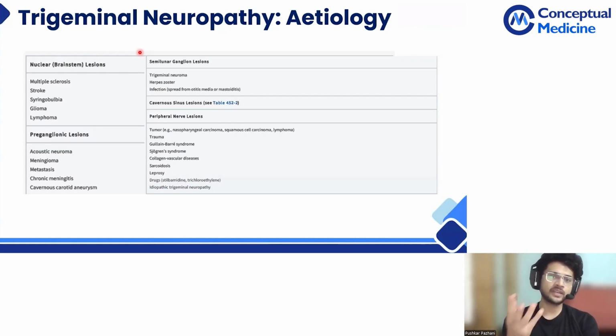Next, peripheral nerve lesions of the trigeminal nerve, like a tumor, Guillain-Barré syndrome, Sjogren's syndrome, mixed connective tissue disorder, Hansen's disease, sarcoidosis, or sometimes drugs. And sometimes, if there is no identified cause, an idiopathic trigeminal neuropathy can also cause a trigeminal peripheral nerve lesion.